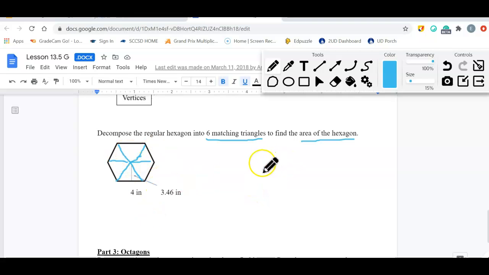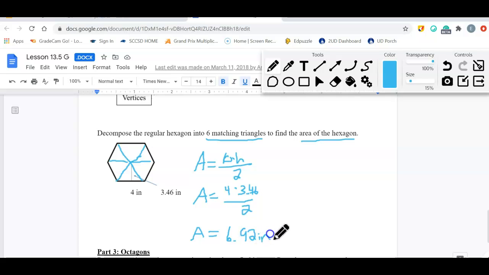All right, let's go ahead and explain how we solve for this. So area of a triangle equals base times height divided by 2. Area equals, the base is 4 times the height, which is 3.46, divide by 2. Go ahead and solve for that. 4 times 3.46 equals 13.84. Divide that by 2, and I get area equals 6.92 inches squared.